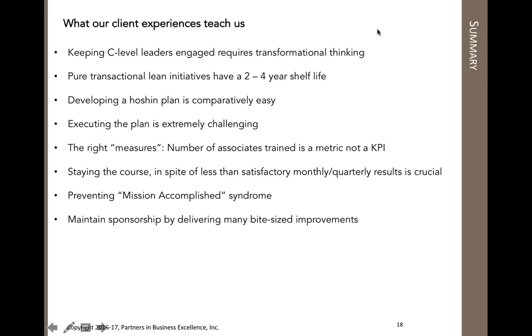But yes, it's incredibly hard when you have those changes at the top, because the new leader has to come in and own the process, and it has to be their process, and they may have different thoughts on how to get there. Absolutely, it's a tough one.